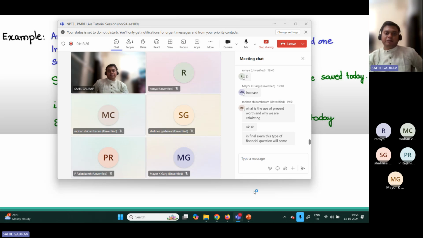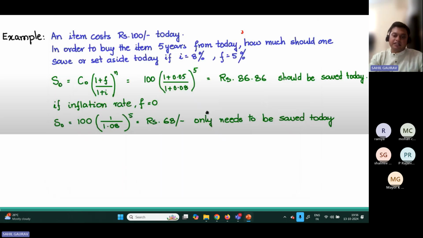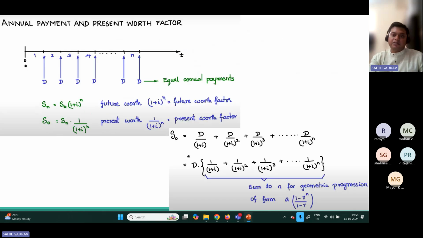Yes, this type of problem will be asked, and I think this is the easiest one. You have to remember only 2 or 3 expressions. I will tell you which expressions you need to remember.